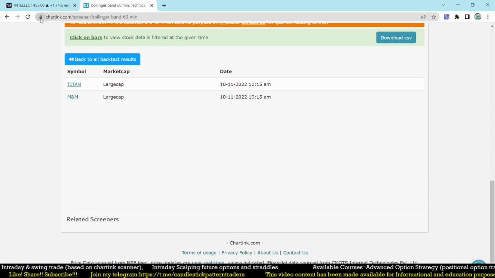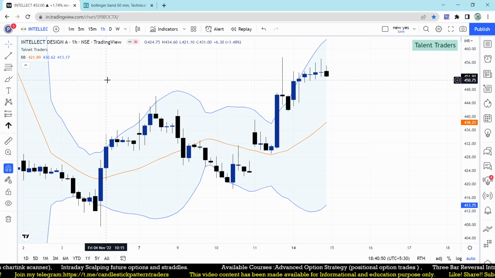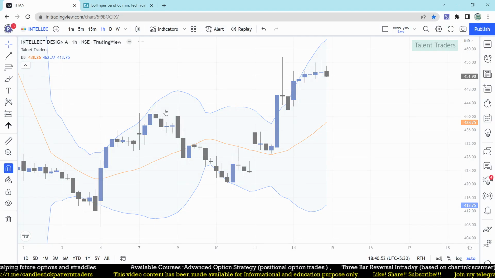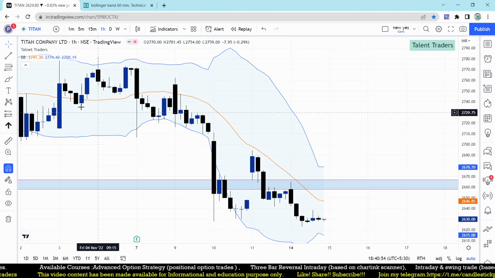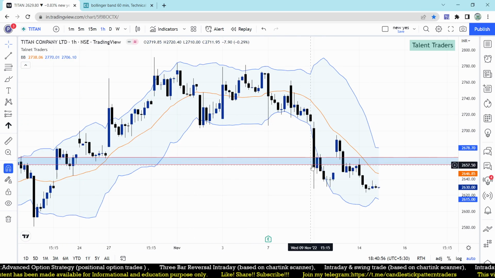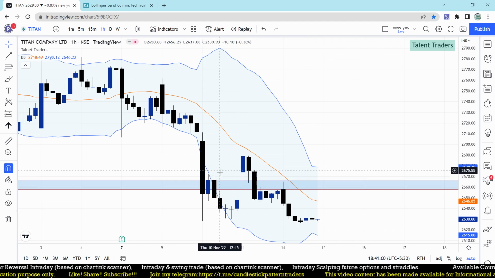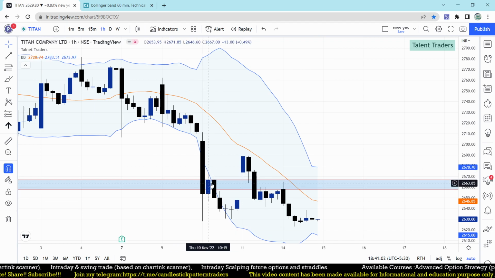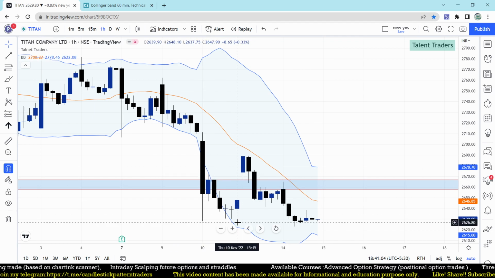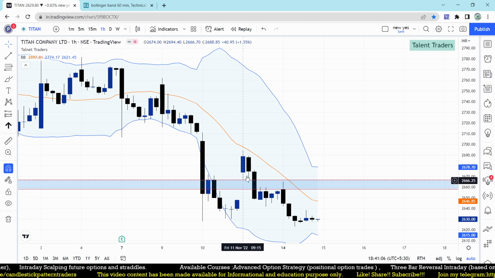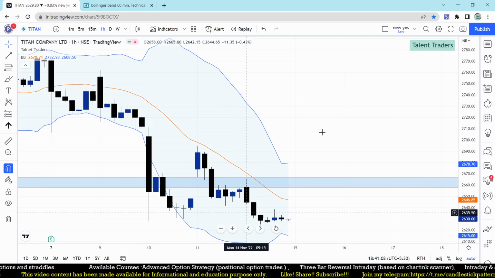Titan and M&M on 10-11. Go for Titan. 10-11, 10-15. Yeah, here is the Titan. So this should be the entry point. But instead of triggering the entry, it went down and then returned back by the gap up. So we need to wait for it.